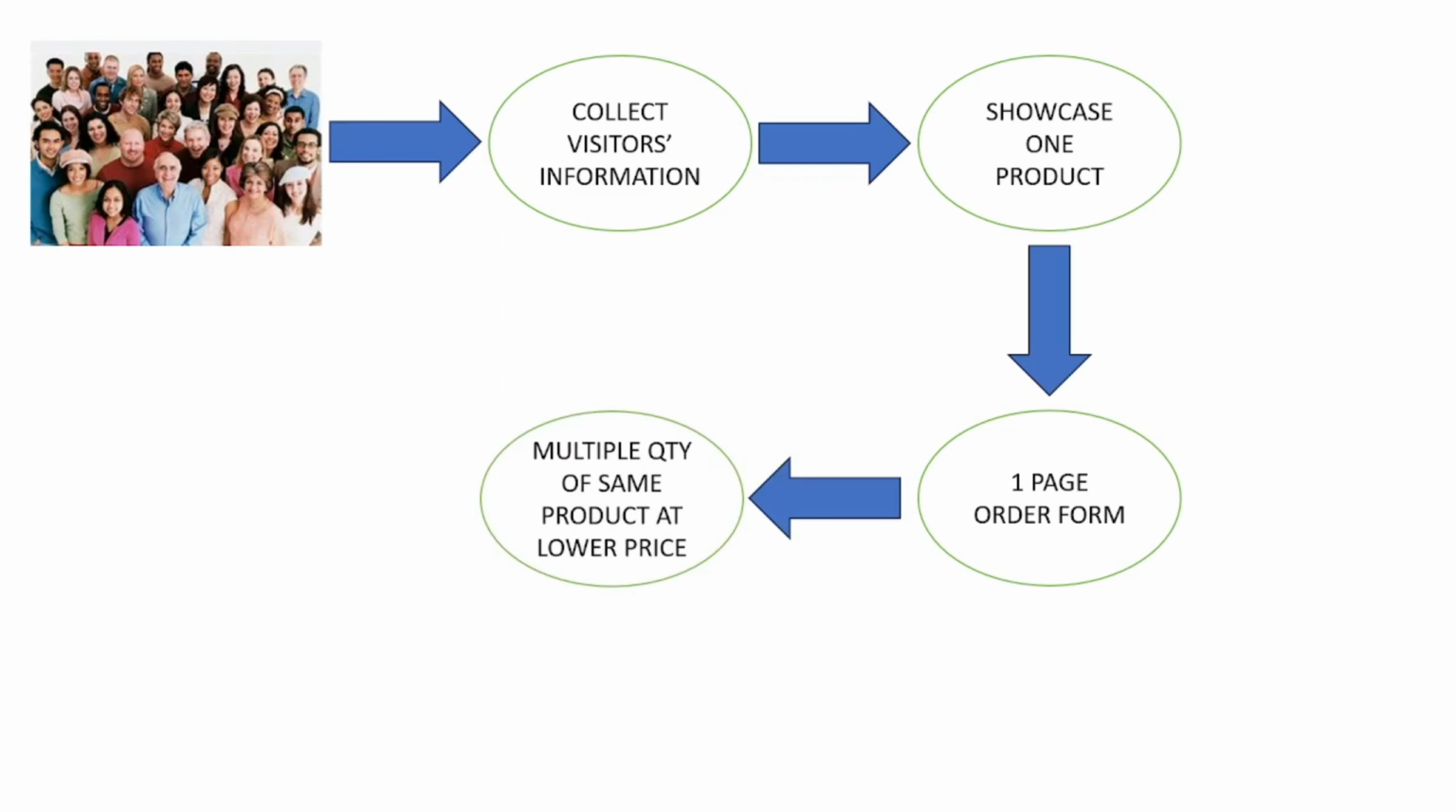For those who have purchased the product, the next stage you bring them to is a multiple quantity of the same product page, but at a lower price. For example, when they purchase a single product, it could be priced at $10.